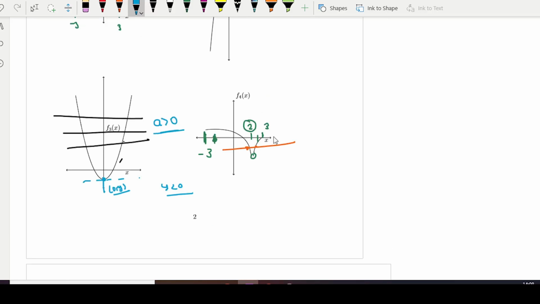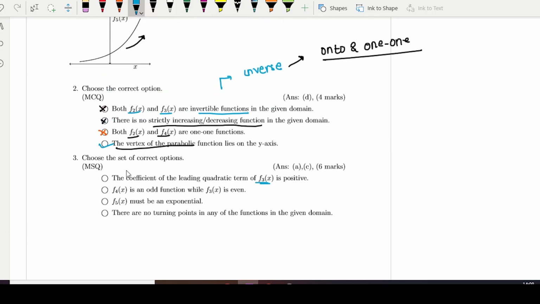So its leading coefficient will be greater than 0. So this statement is correct, and it is asking about the correct option. The second one is: f4 is an odd function while f3 is even. We have discussed what is odd and what is even function. They are symmetric about some axis.